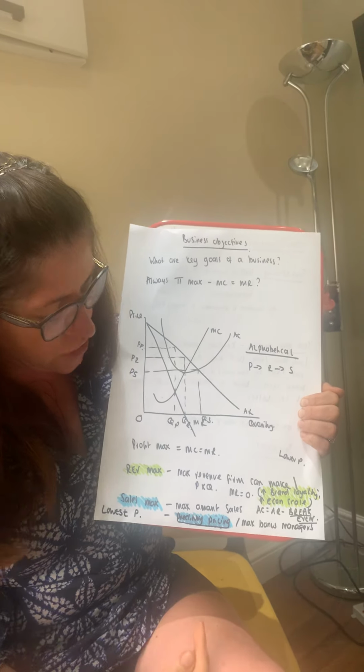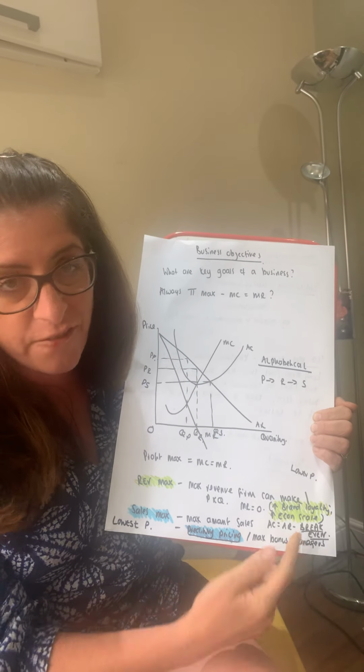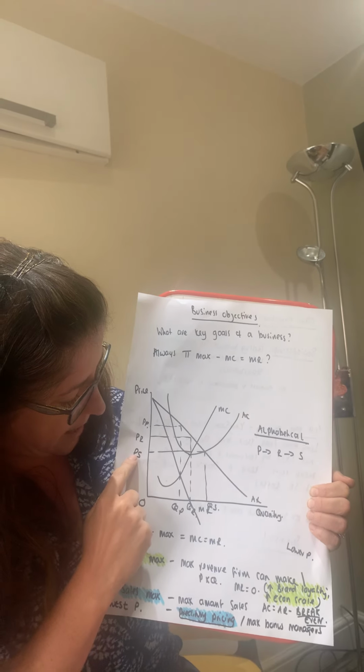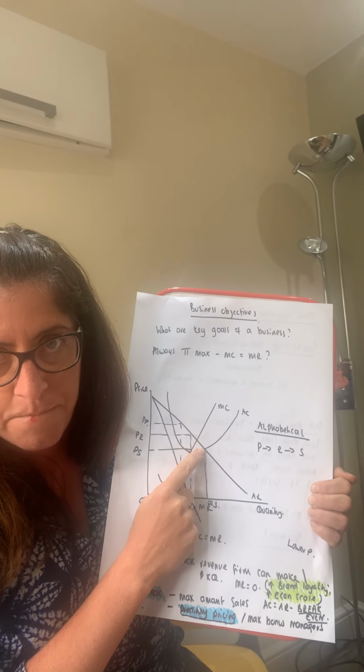Sales maximisation occurs where the firm is producing the maximum amount of sales it's able to. So in effect, it hits its break even. And we can see that that hits here at PS, QS, where AC equals AR.